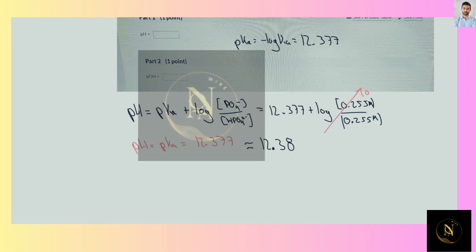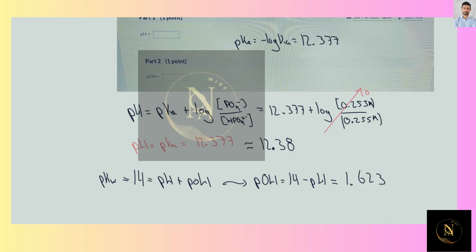Finally, for finding the pOH, remember that 14 is going to be equal to pH plus pOH. Recall that 14 comes from the value for pKw, the dissociation constant of water. So from here, pOH would be equal to 14 minus pH, which is going to give us a pOH of 1.623. Again, you can round up accordingly to the platform that you're employing. So the answer would be 12.38 and 1.62.